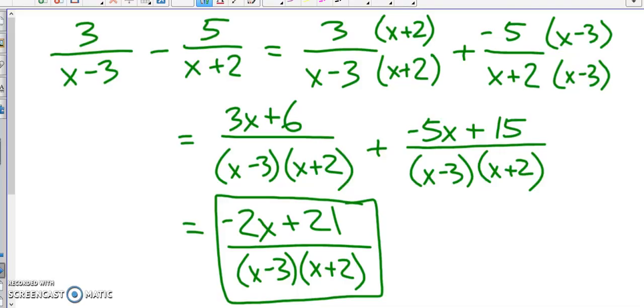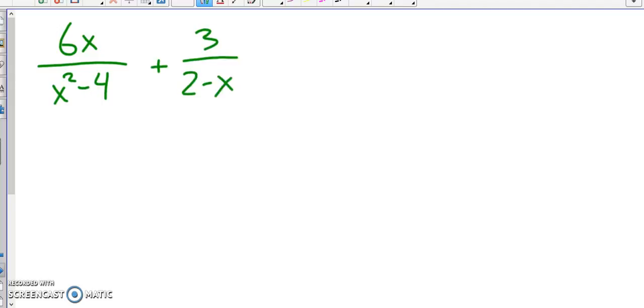All right, continuing. 6x over x squared minus 4 plus 3 over 2 minus x.